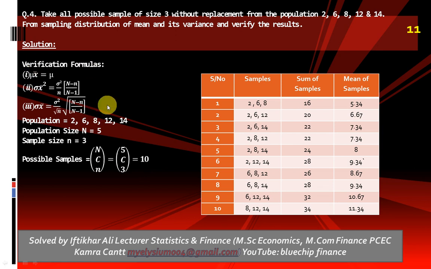So first of all, make the samples. 2, 6, 8; 2, 6, 12; 2, 6, 14; 2, 6, 8; 2, 6, 12; 2, 6, 14. After that, skip 6: 2, 8, 12; 2, 8, 14; 2, 8, 12; 2, 8, 14.